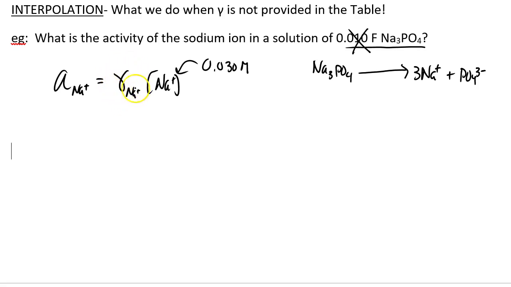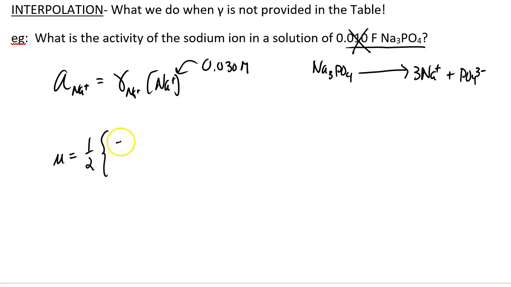And when we go to use that table with activity coefficients, we need an ionic strength. And we can't assume that the ionic strength is 0.01 because our salt does not have a +1 cation and a -1 anion. It has a +1 cation and a -3 anion. So we have to calculate the ionic strength, which is equal to 1/2.